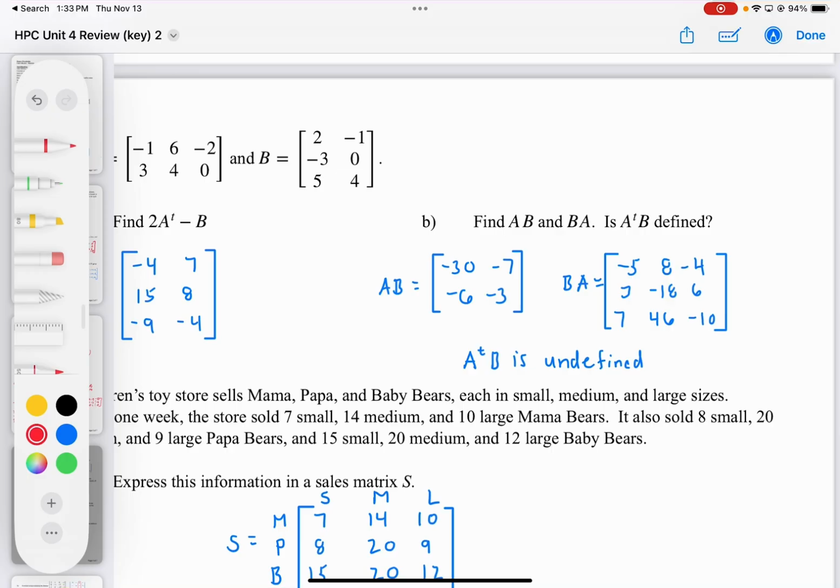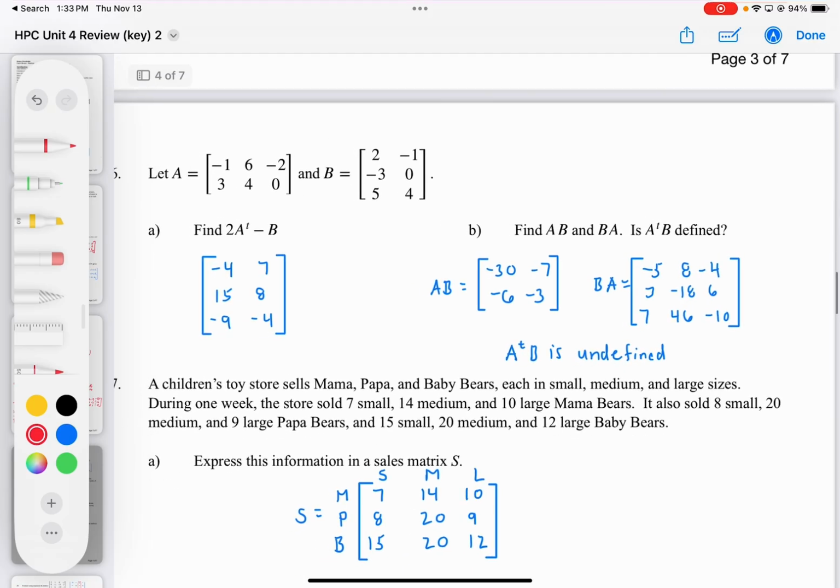Why is A transpose times B undefined? Well, if I do A transpose right now, A has 2 rows and 3 columns, so A transpose would be 3 rows times 2 columns. And if I try to multiply that by B, which is 3 rows, 2 columns, then my inner dimensions won't match. So it will not work out. So we have a dimensional error there.